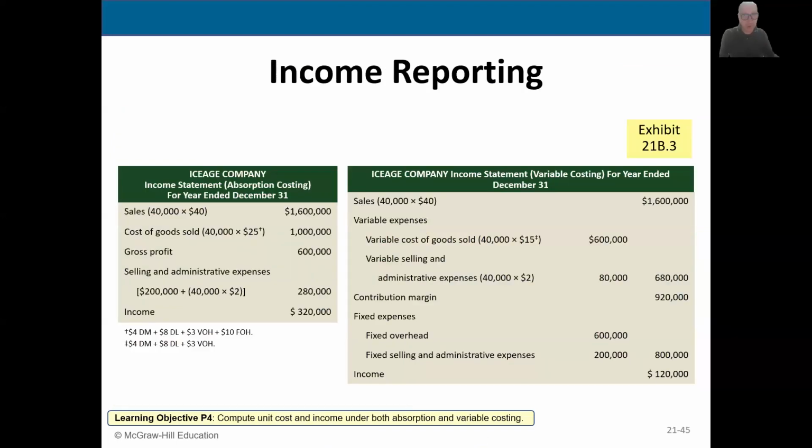And here we see an example of the difference between absorption costing and variable costing. You'll notice the impact on income. With absorption costing, because we're absorbing both fixed and variable overhead into your total cost of goods sold, it adds to the income because it's not found under fixed expenses. You see?